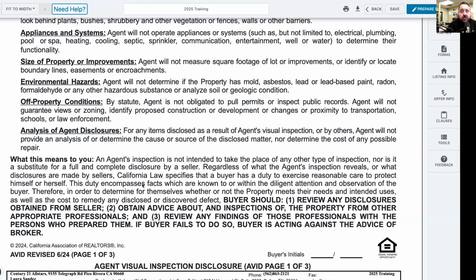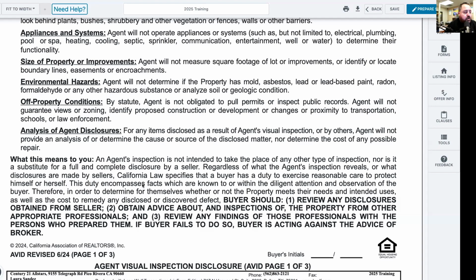What this means to you, this is what it's saying to the buyer, because really this disclosure is solely for the buyer. The seller will sign off on some things, but this is for the buyer. An agent's inspection is not intended to take the place of any other type of inspection, nor is it a substitute for full or complete disclosure by a seller. Regardless of what the agent's inspection reveals or what disclosures are made by sellers, California law specifies that a buyer has a duty to exercise reasonable care to protect himself or herself. This duty encompasses facts which are known to or within the diligent attention and observation of the buyer.